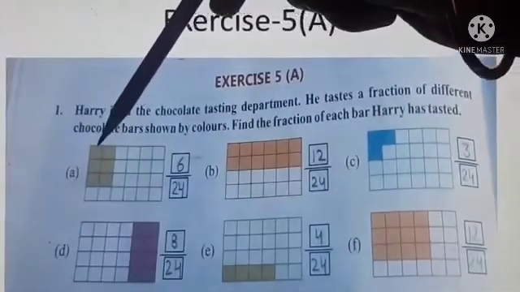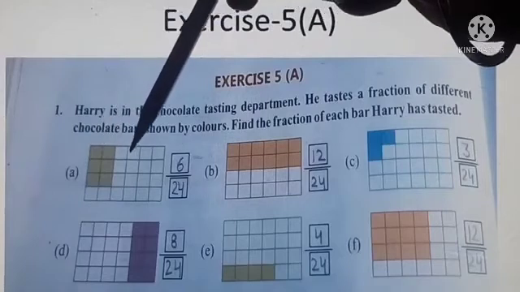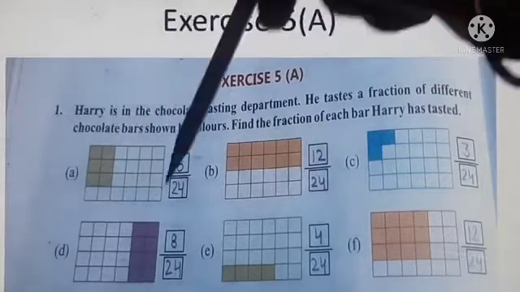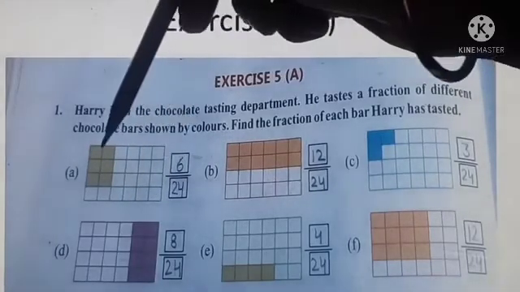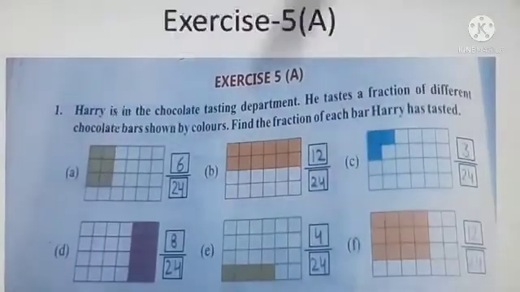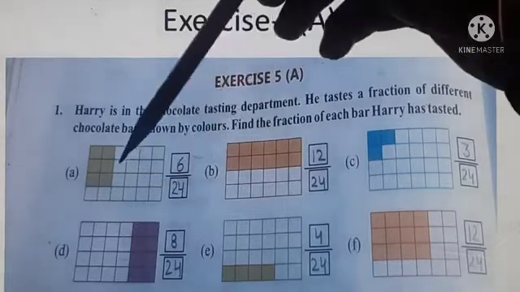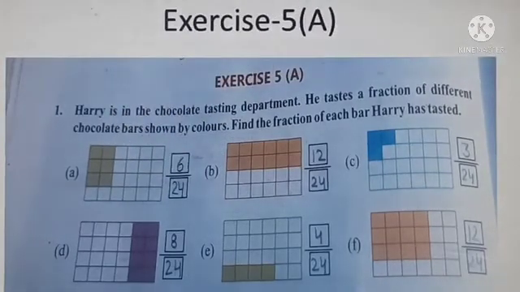A part, we have to divide equal parts. These are already done. See, 1, 2, 3, 4, 5, 6. 6 plus 6, 12 plus 6, 18 plus 6, 24. Total parts are there 24. Okay, and out of 24, how many are shaded? 1, 2, 3, 4, 5, 6. So 6 upon 24 is a fraction. So this bar was divided into 24 parts and Harry has tasted 6 parts. So fraction is 6 upon 24.